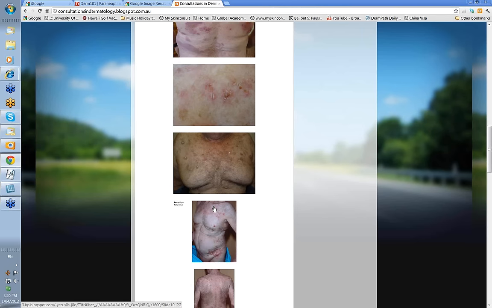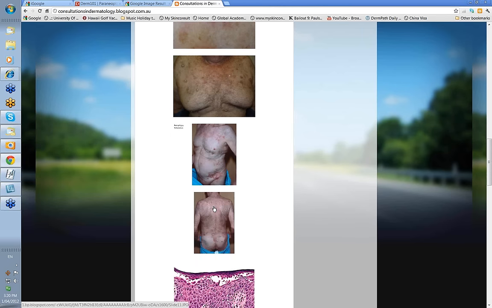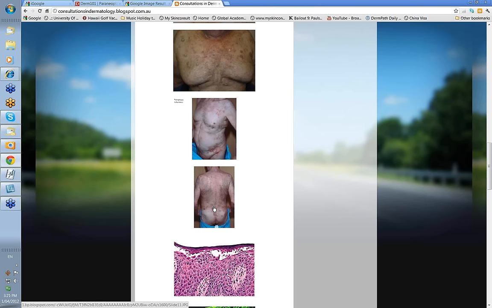So if we get that little message across from today's talk, then perhaps we'll save some elderly person from having this condition undiagnosed for a reasonable bit of time.